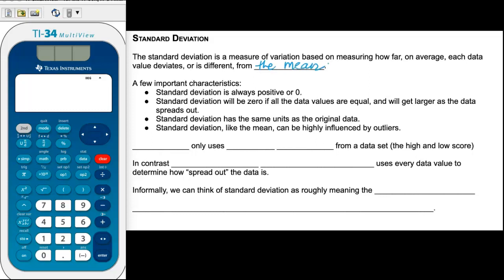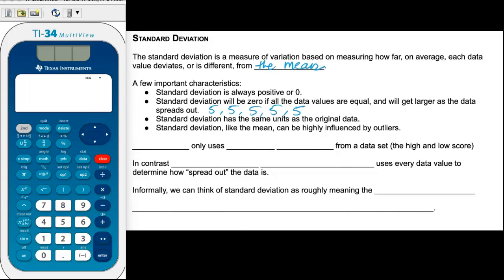There are a few important characteristics when we're talking about standard deviation. It's always positive, or it could be zero. If it's zero, it just means the data values are all the exact same. So if you had a list of the same data values, like 5, 5, 5, 5, and 5, the standard deviation would be zero because they don't deviate from the average, which is 5.